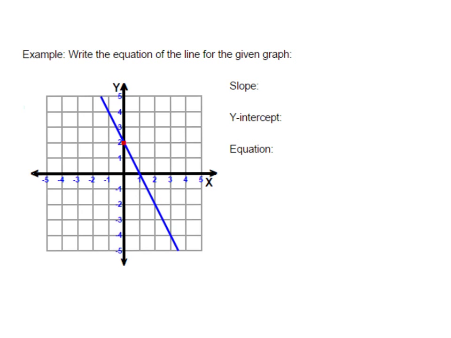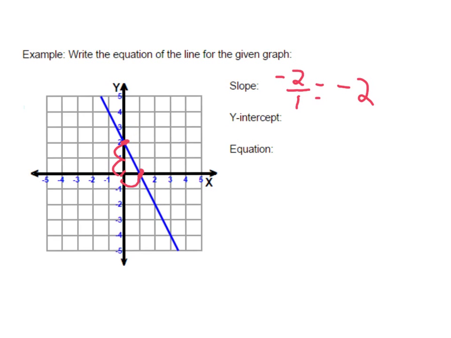Okay, in our first example, we've got this line right here. Like we said, we need our slope and our y-intercept. If I look at these 2 points, I can see that I've got a rise of going down 2, and then my run is over 1. So my slope would be -2.